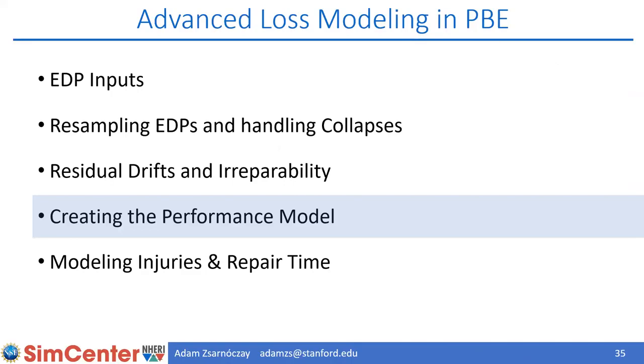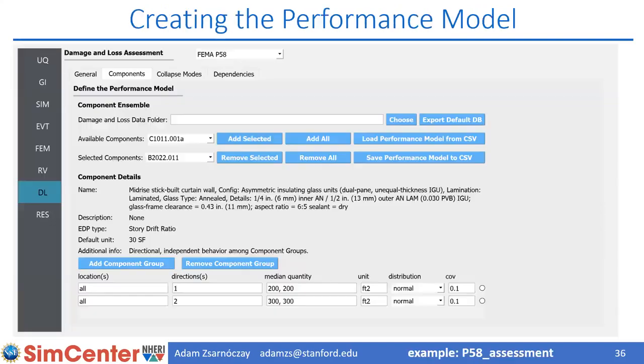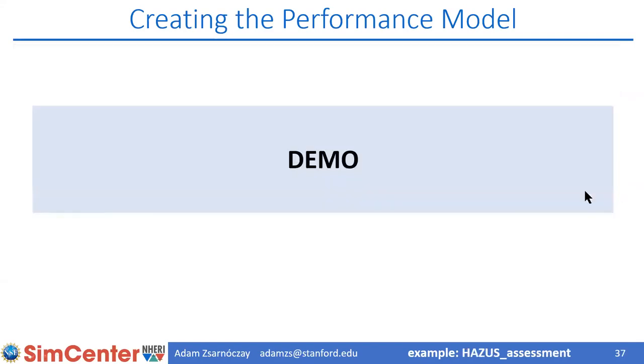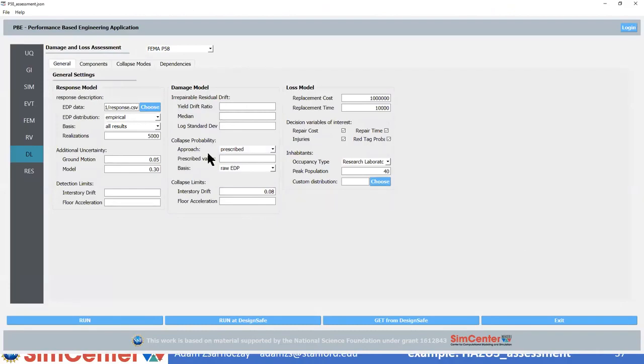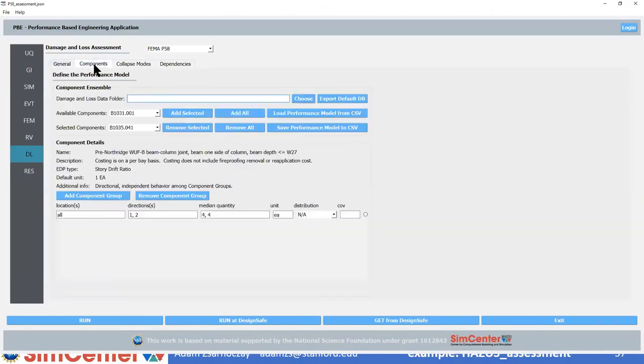Okay, let me go on and look at the performance model next. This is the components tab in the P58 in the PBE application. And rather than showing slides, I will actually show the application now because there are a couple of settings that are better seen in action, I believe. So if we go to the components tab, you can see that we have two parts here, a component ensemble and a component details part.